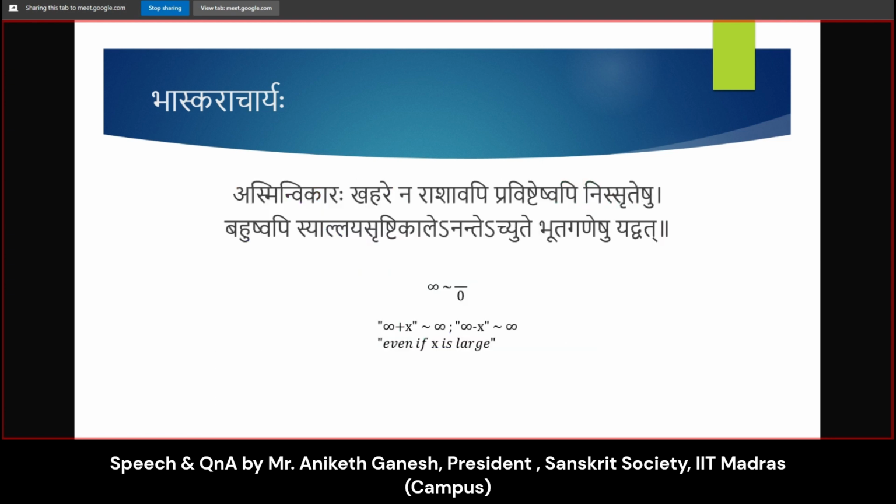We can move on. This is another verse from Leelavati, where Bhaskara discusses the notions of zero and infinity.